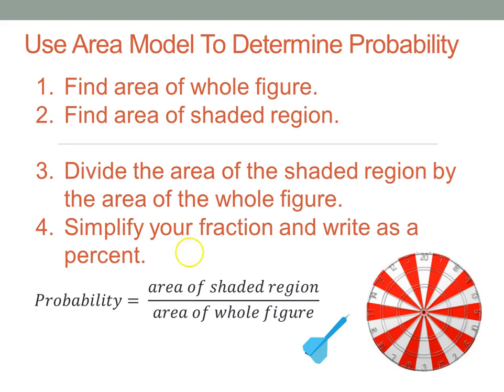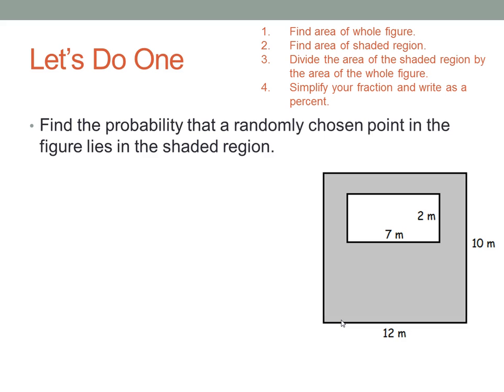So here is the formula to remember for probability. Area of a shaded region divided by area of the whole figure. You might want to write this down, just this part here. That summarizes what you need to know on this slide. All right, so let's try it. I put up here the steps we take, just in case you need to refer to it.